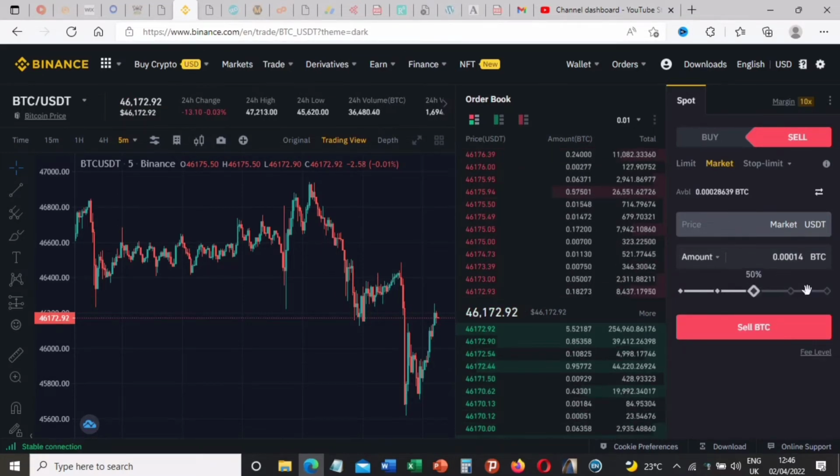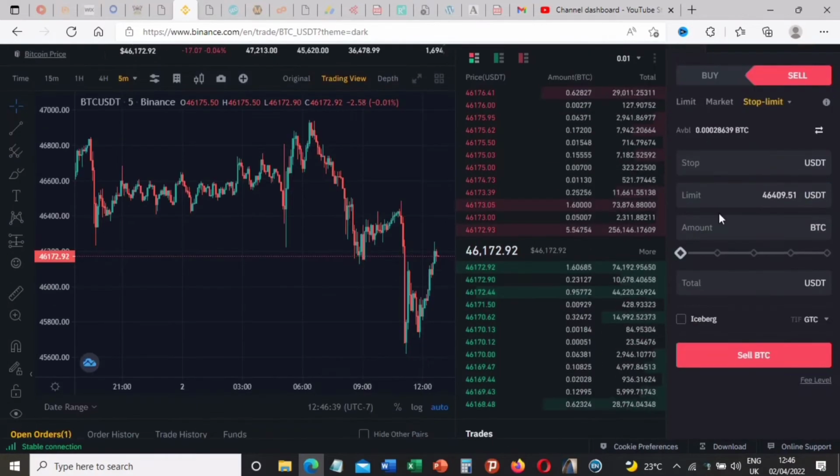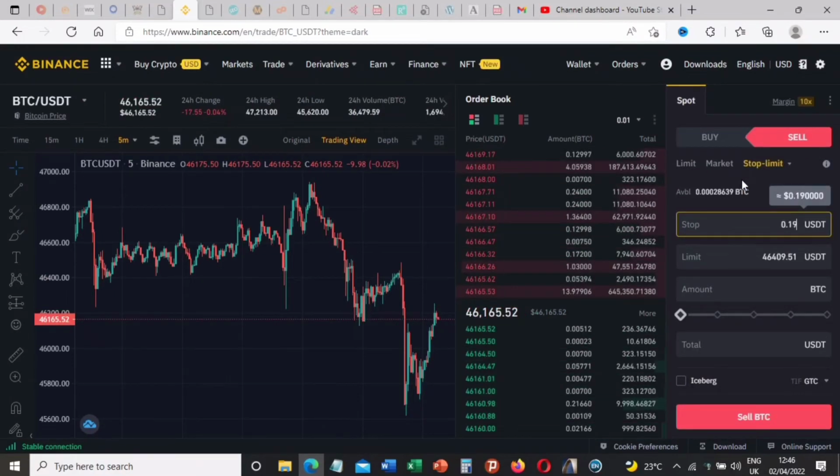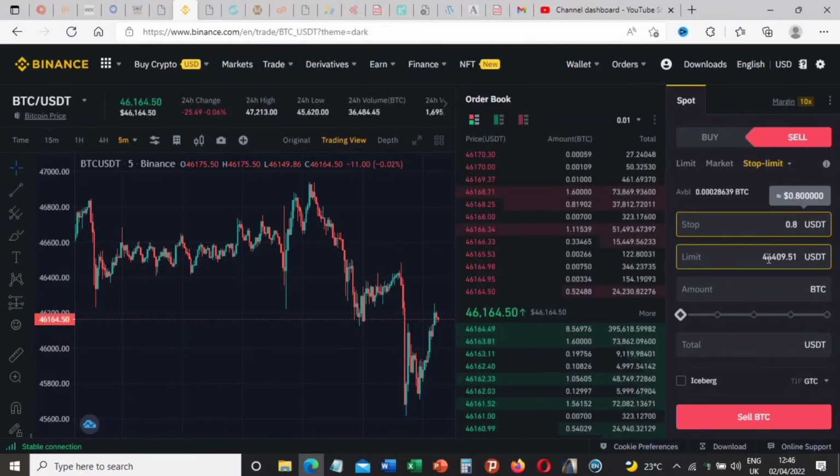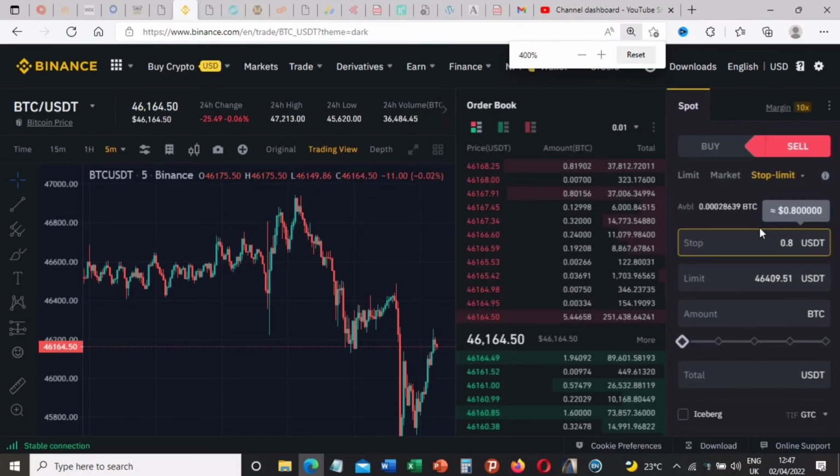Put 99% or 100% of your assets and buy or sell the Bitcoin. On the panel on your right side, as you can see, when you place an order here, it goes down to the order book, and when that price comes in the order book, then your order will be placed.